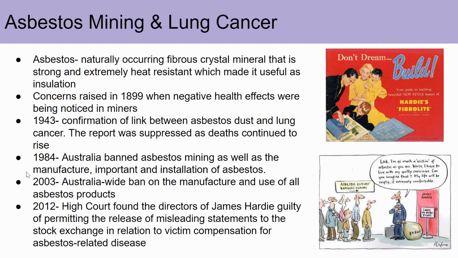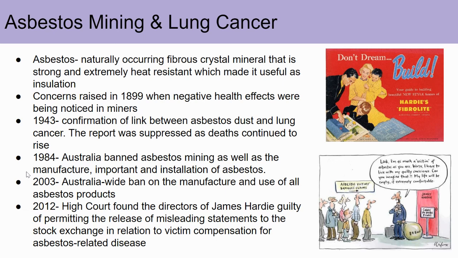And then the final conflict of interest that we're looking at here is asbestos mining and lung cancer. So asbestos is a naturally occurring fibrous crystal mineral that is strong and extremely heat resistant. So it was used in a lot of buildings as insulation. So in 1899, some concerns were raised about some negative health effects that were being noticed in miners of this material. And it wasn't until 1943 that there was a confirmation of the link between asbestos dust and lung cancer.